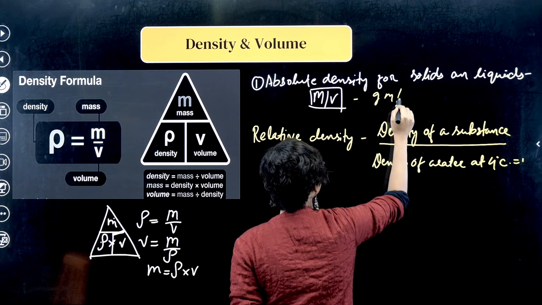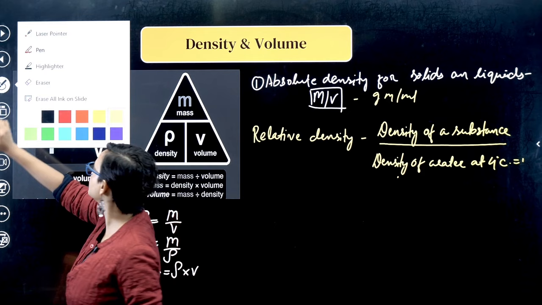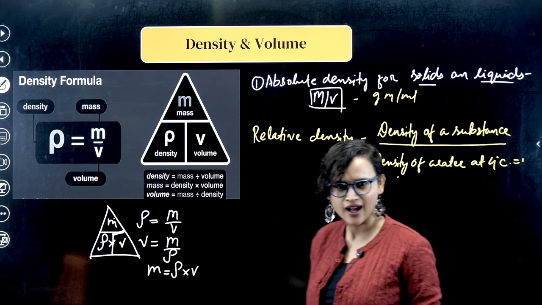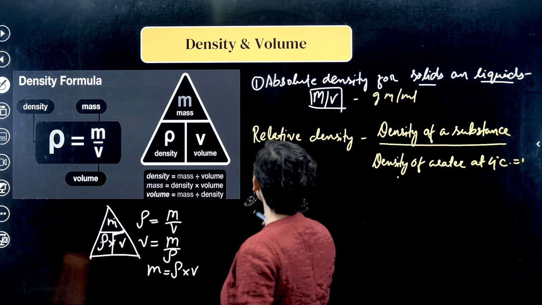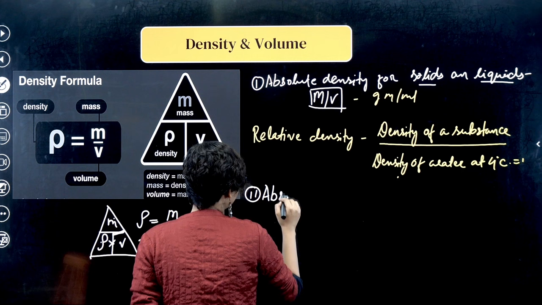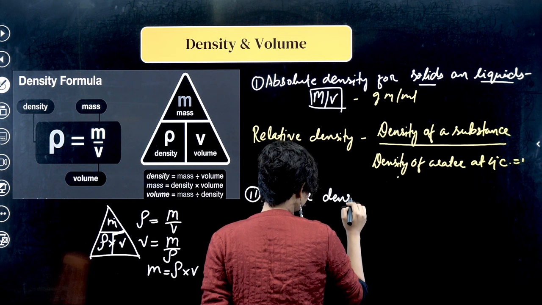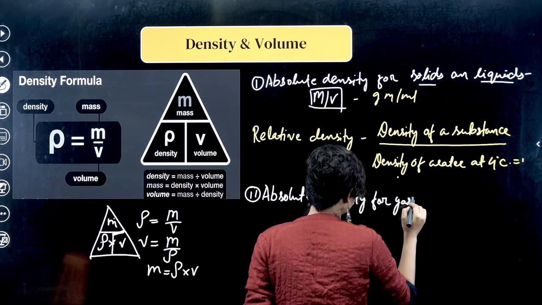All right, so I have only told you absolute density for solids and liquids. Now you must be thinking, ma'am, what about gas? You haven't told us about gas. Let me tell you about gas also. So let's talk about gas here. Absolute density for gas. Absolute density for gas will be what?